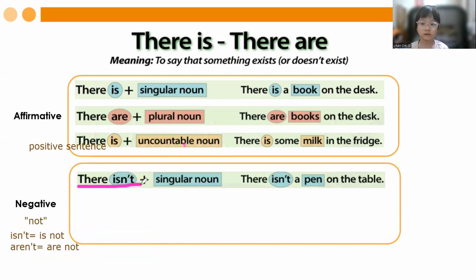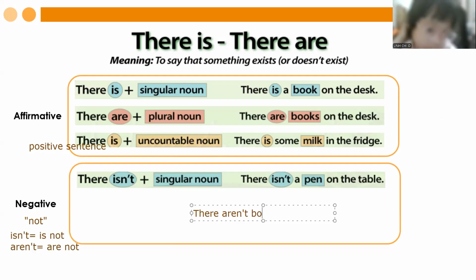Great. Now look, we have there isn't plus singular noun. So look and read. There isn't a pen on the table. Very good. So my sentence is there isn't a cat under the table. What's your sentence? There aren't bookshelves in my bedroom. All right. Thank you for that one, Mary. Say that again. There aren't bookshelves in my bedroom. That's right. Bookshelves. Great.